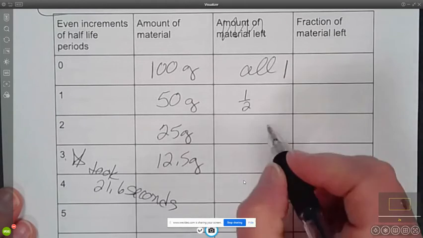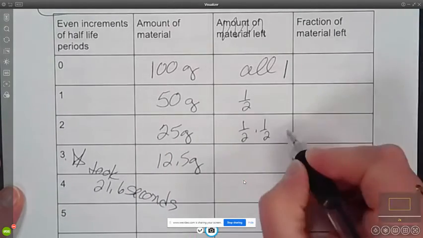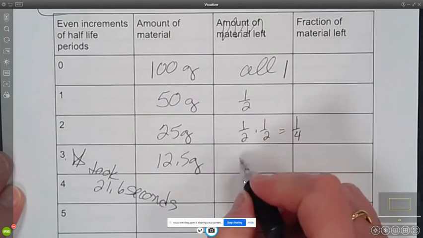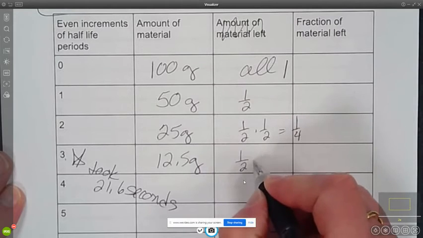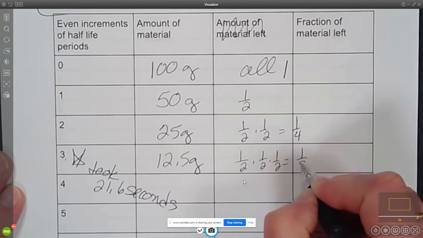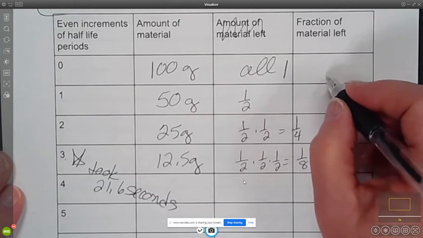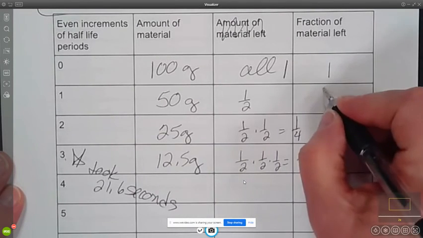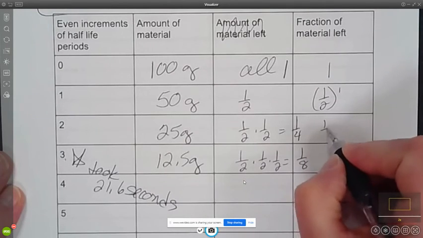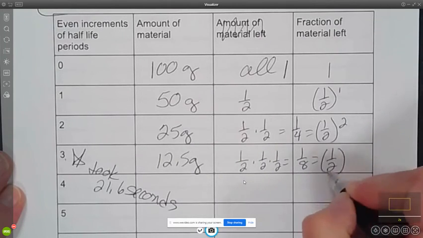Another thing that you would want to look at here is what's going on with half-life. You've got 1/2 of the material. Here I've got 1/2 of the 1/2 to consider, or 1/4 of the material left. Here I've got 1/2 of that, 1/2 of the 1/4, or 1/2 and 1/2. That's 1/8 of the material left. If we look at the fraction of the material left, this is 1/2 to the first power. This is 1/2 to the second power. This is 1/2 to the third power.